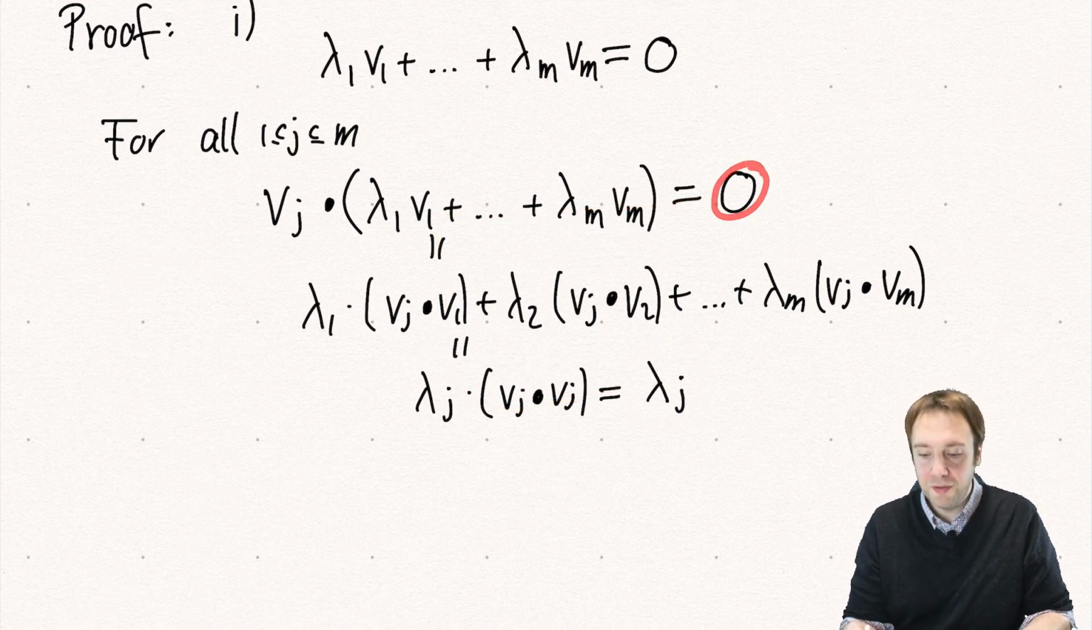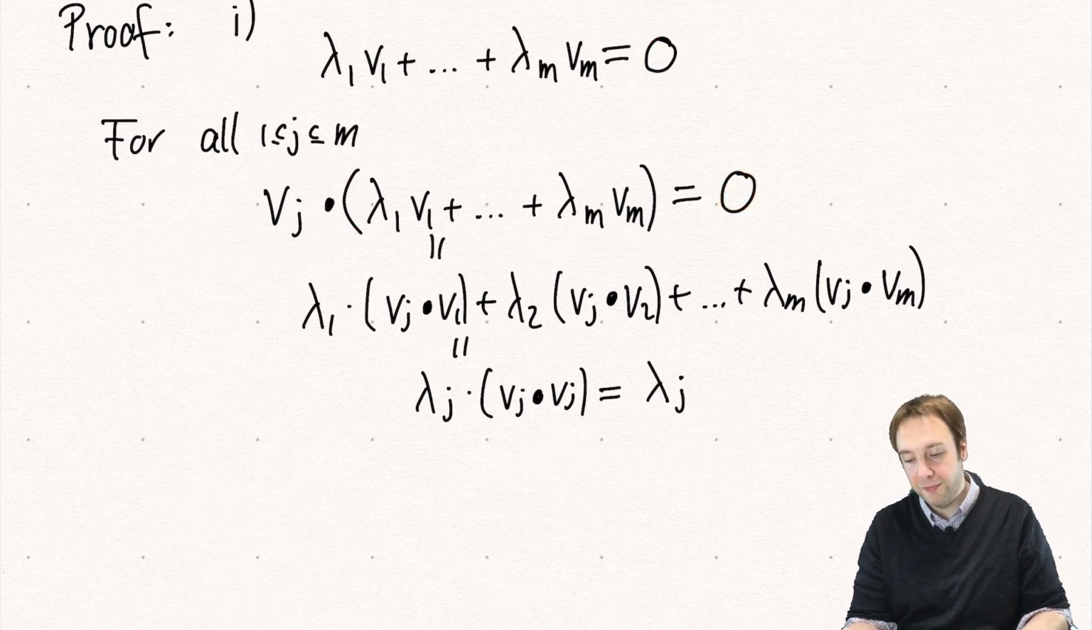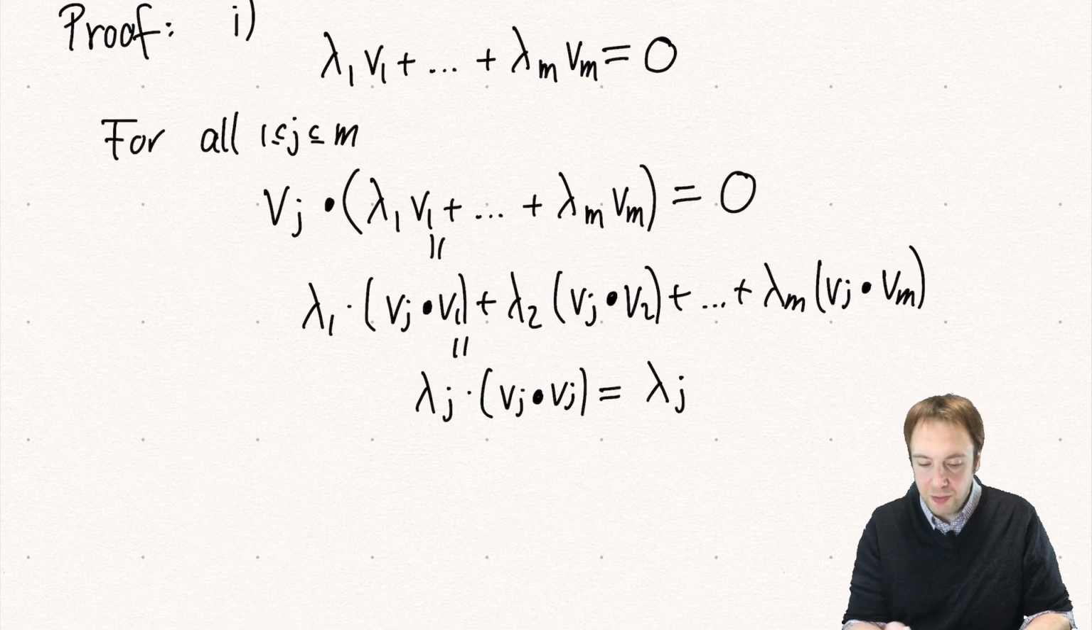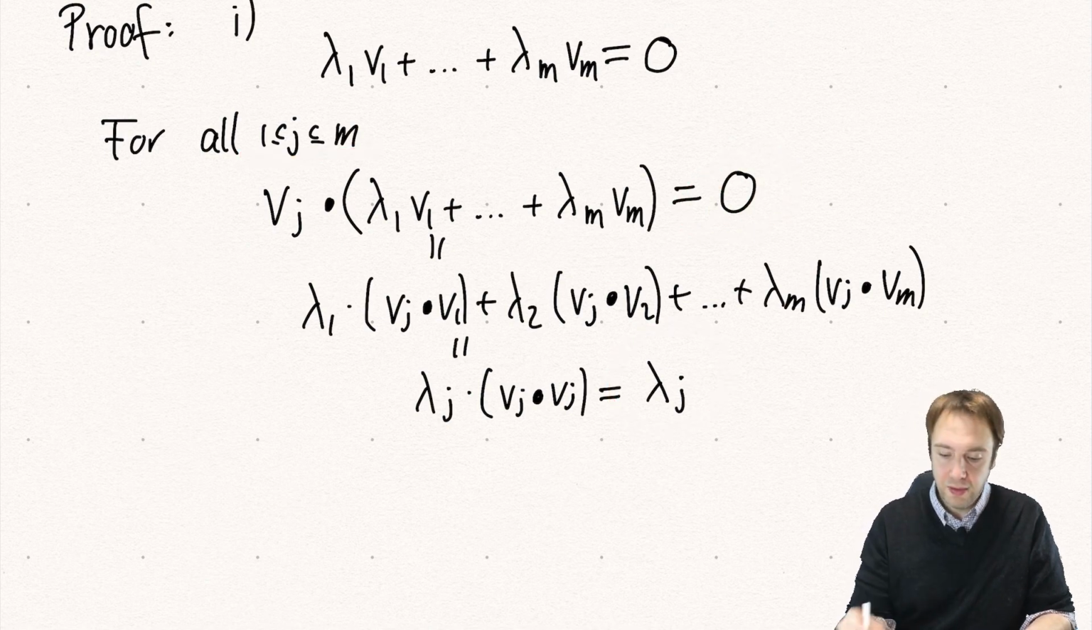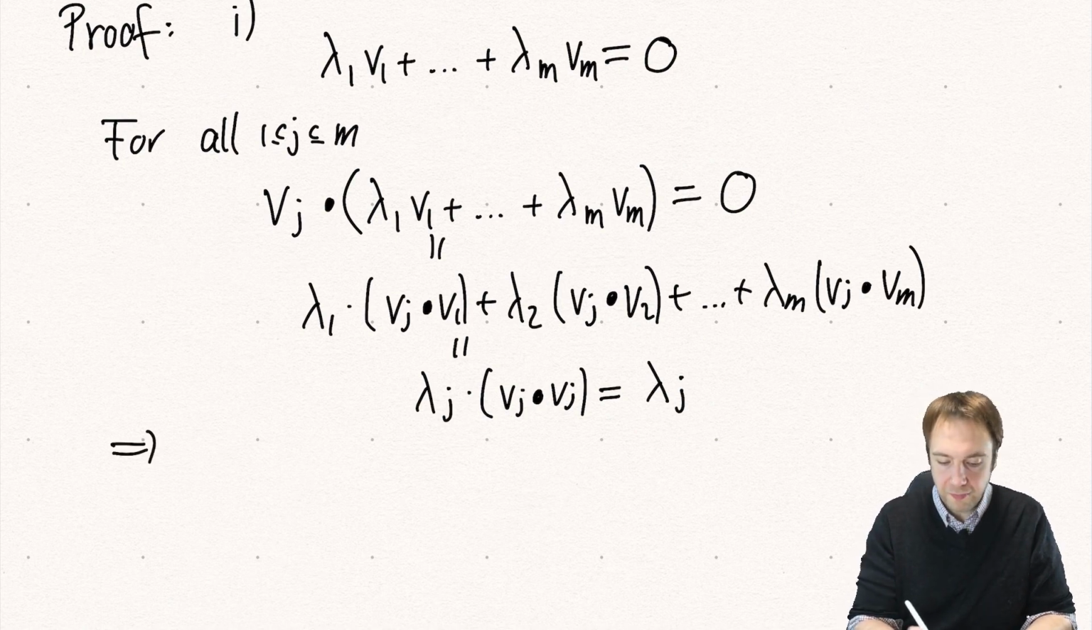So this here is now the number 0, and this is the vector 0. But here a vector times a dot product with a vector gives the number 0. So we see that for all j, lambda j equals 0. And therefore these vectors are linearly independent.